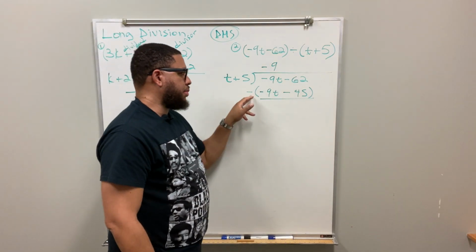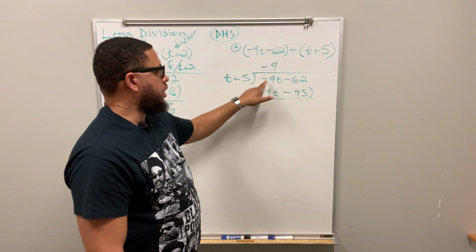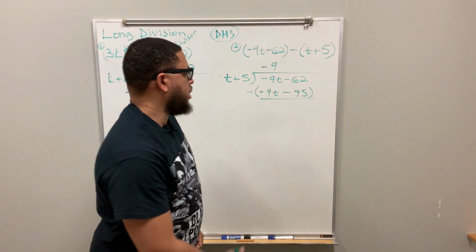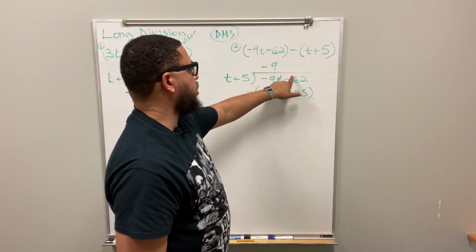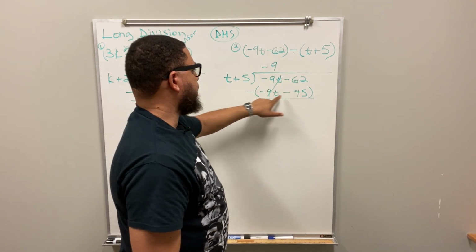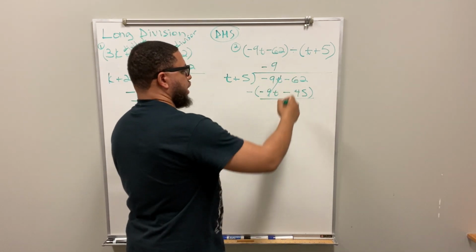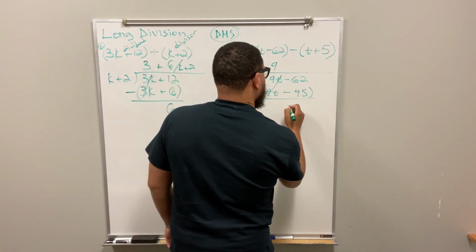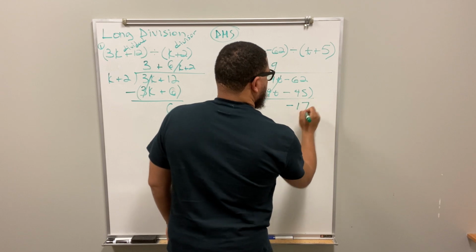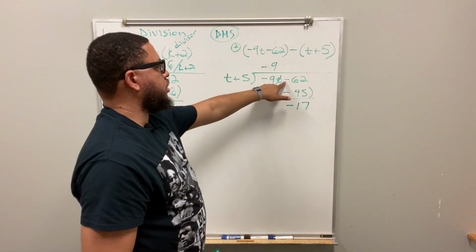So you have negative 9t minus a negative 9t. A double negative becomes addition. So this is really negative 9t plus 9t, which cancels out. And then we have negative 62 minus negative 45. So that's negative 62 plus 45, which is going to give us negative 17. Negative 62 plus 45.